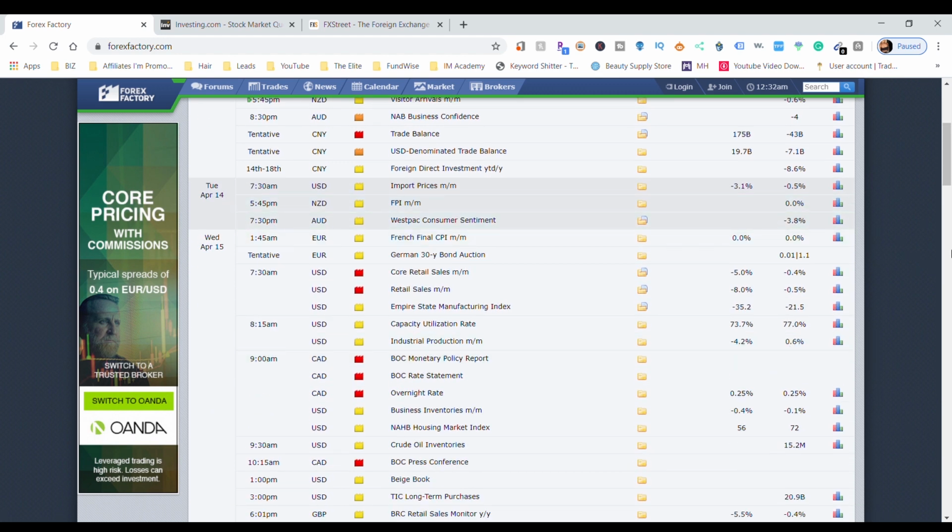Now, if it's a red folder, you do not want to trade that pair. So what this is showing is on Wednesday at 7:30, there is going to be news on the US dollar. So if you're trading anything with the US dollar or anything with the Canadian dollar, there's going to be a lot of volatility in the market. But all news does is push the market in the direction it was supposed to go faster.